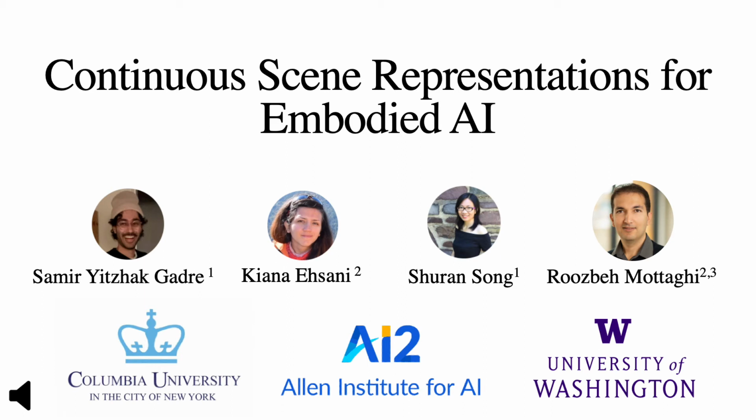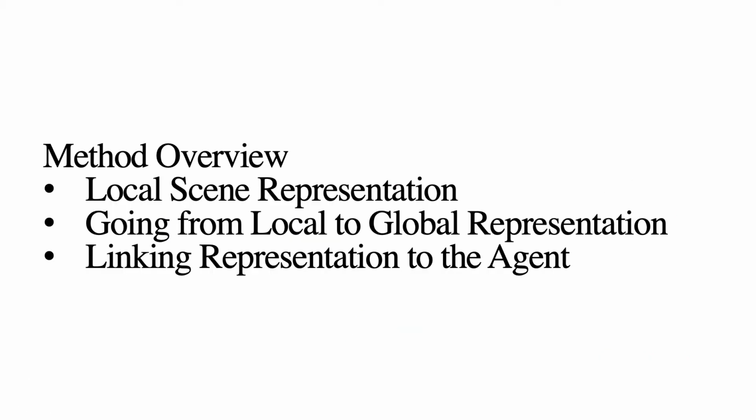Continuous scene representations for embodied AI, supplementary video. We provide a method overview. First, we discuss the creation of our local scene representation from a single frame. Next, we discuss going from the local representation to a global representation, which is created on the fly and aggregates information over multiple frames. Finally, we discuss a strategy for linking the representation to the agent itself.